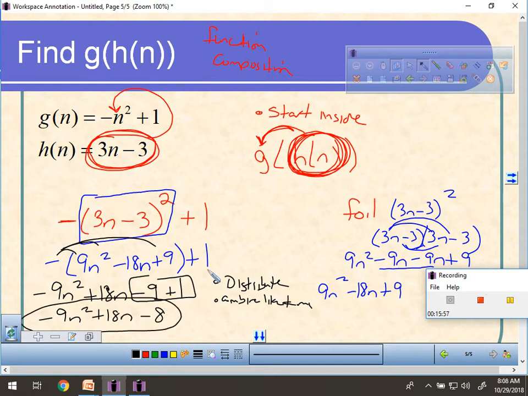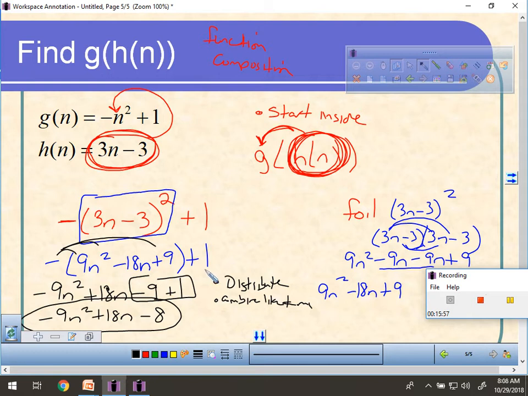And so just to reiterate the steps again, what you're going to do is you're going to start on the inside, so start with the h and the n, and then plug that into the outside, so plug that into g. So h of n, plug it into g, and then you've got to FOIL, distribute, and combine like terms. And then that would be your answer for that problem, just doing function composition. So FOIL, distribute, and then combine like terms. And then that would be it for that one.